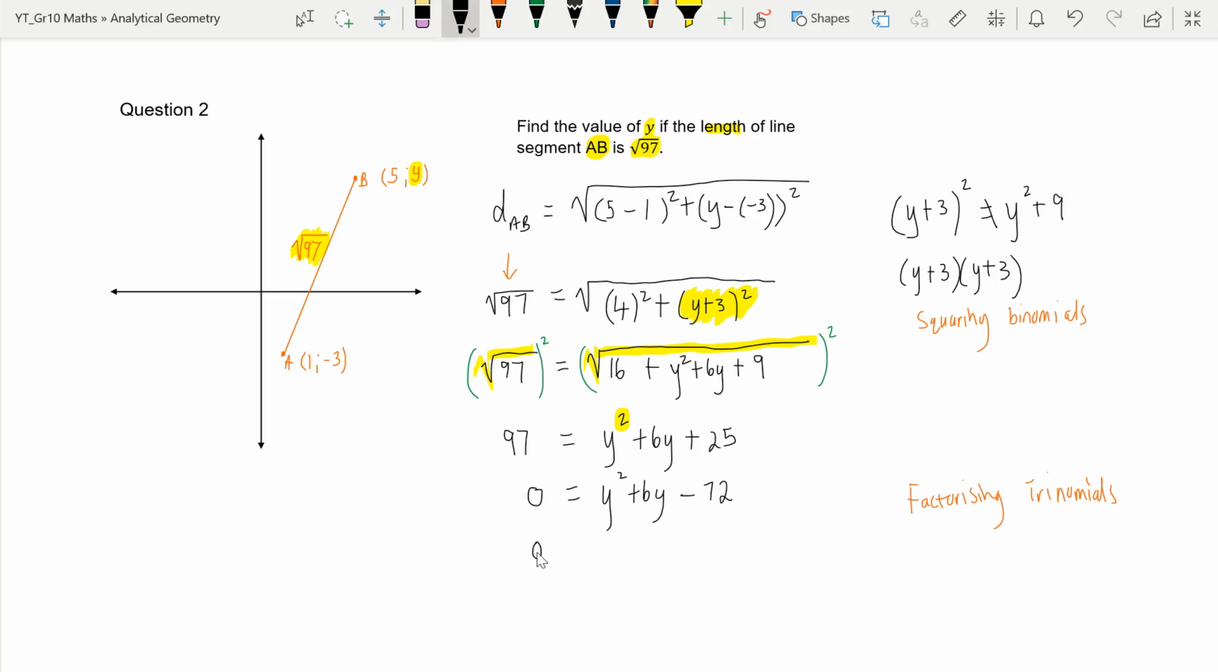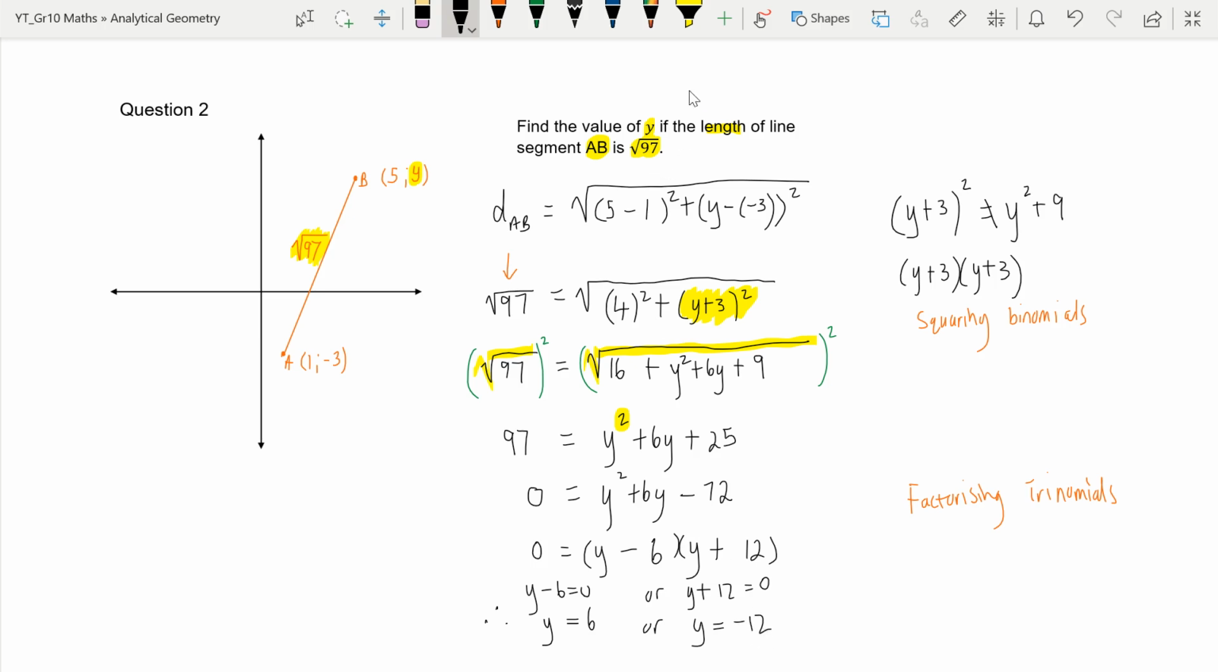Okay, so if we factorize this, we will get the factors of 72 would be 12 and 6, and then this one would be a plus and that one would be a minus. So therefore either my y minus 6 is equal to 0 or y plus 12 is equal to 0. So therefore y is equal to 6 or y is equal to negative 12.